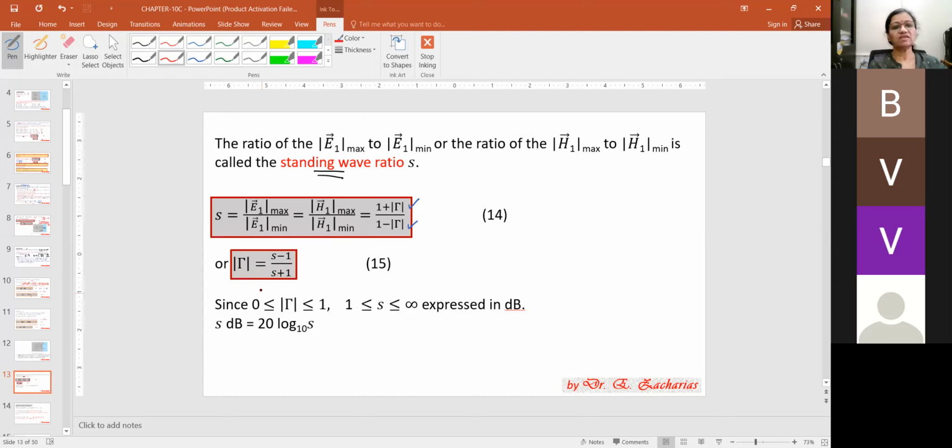And you can see that already we discussed that this reflection coefficient lies between 0 and 1. Modulus of reflection coefficient lies between 0 and 1. So because of that, the S value will lie between 1 and infinity.